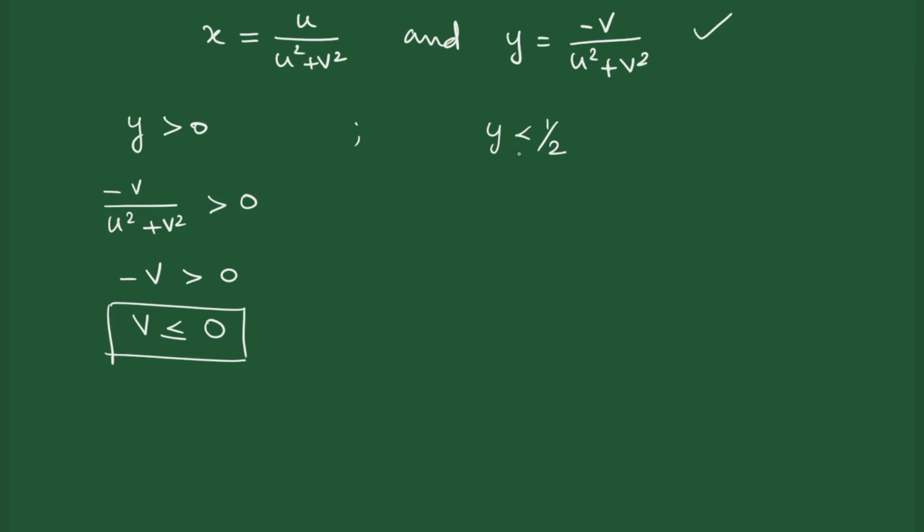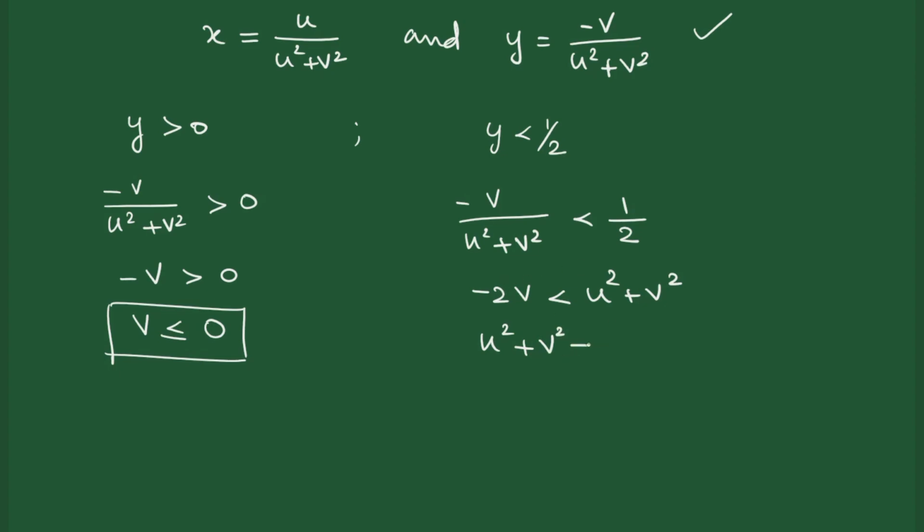Similarly, we have to do it for y less than 1 by 2. For y less than 1 by 2, here again minus v by u square plus v square is less than 1 by 2. So now we can cross multiply this. While cross multiplying, we can write minus 2v less than u square plus v square. Now we can take it to one side altogether. So we can write u square plus v square, this minus 2v will go here as plus 2v, which will be greater than 0. So both are same. The previous equation can also be written like this.